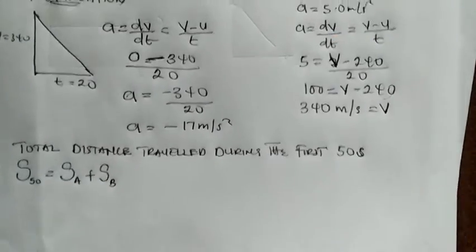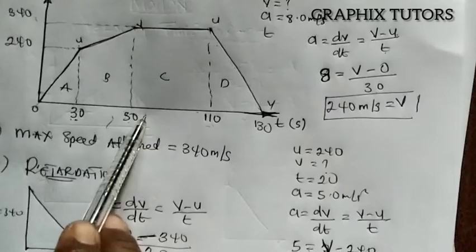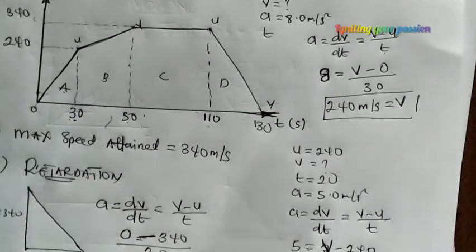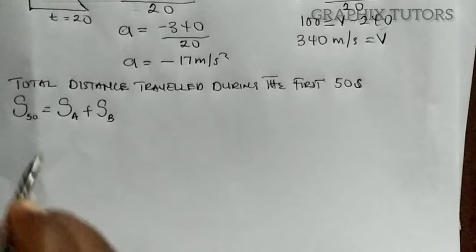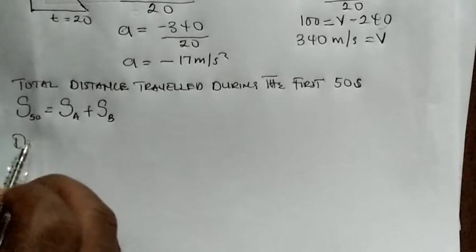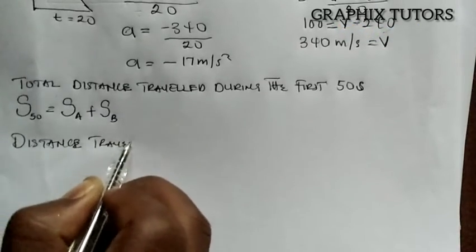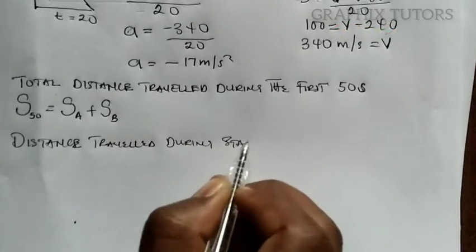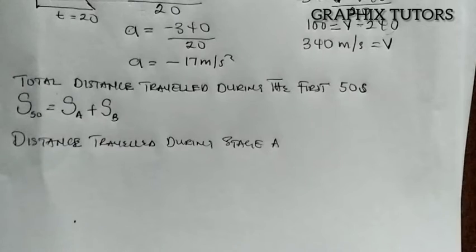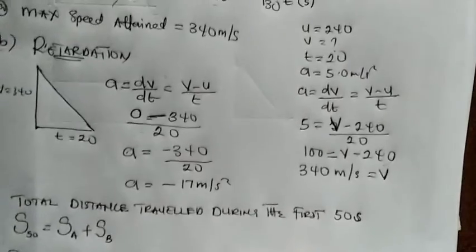Why did I choose that? This is the major reason why I say that. The first one is from 0 to 50, and that means both stage A and stage B. Is that okay? So I will come here and write during stage A, distance traveled during stage A, right? So we see that we're having something like this.